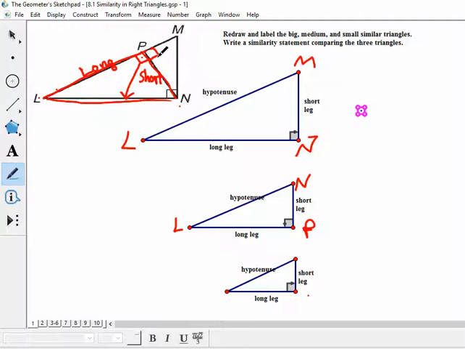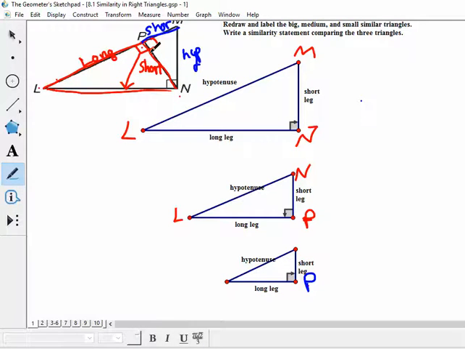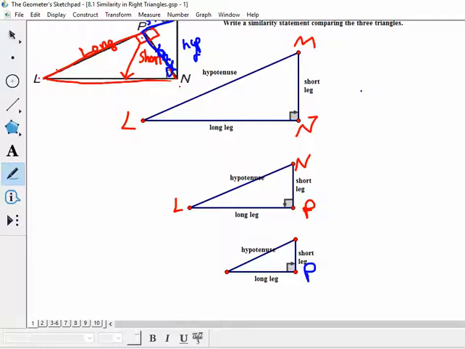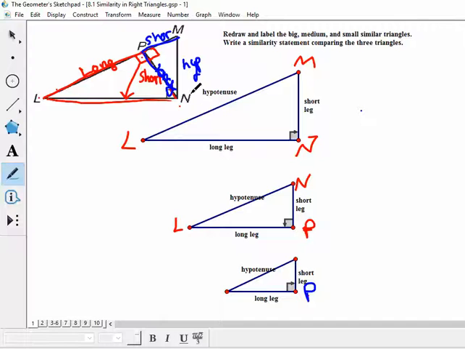So on the little triangle, P is again the right angle. So I put that for my right angle. This is my short leg of my little triangle. This is my hypotenuse. And then this would be the long leg right here. Which means that the long leg of the little triangle is the same as the short leg of the medium triangle. Okay, so the short leg is PM, and the long leg is PN. So that means my hypotenuse was NM, and I check, and yep, that was right. The hypotenuse is always opposite the right angle.